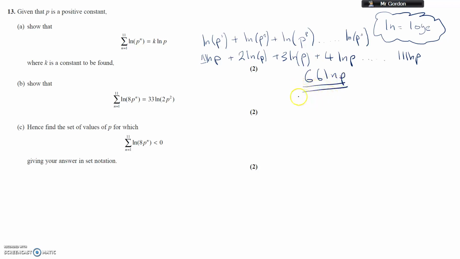Okay, that is what they want. The second part, B, show that if you were to have, instead of just p to the n in here, 8p to the n, then that equals 33 ln 2p squared. Alright? So you're looking at this. It's slightly different to what we had before, but remember what we spoke about. This is rules of logs.